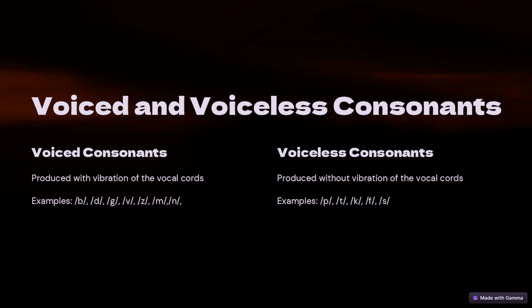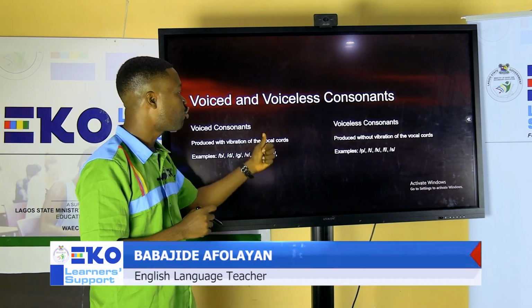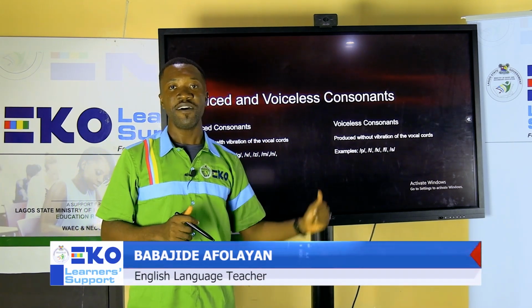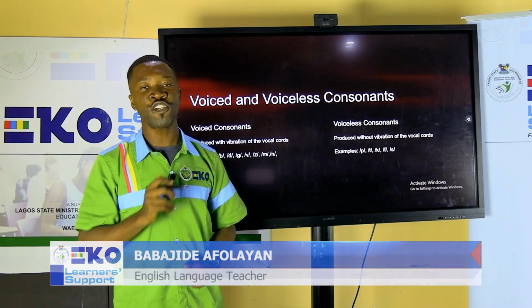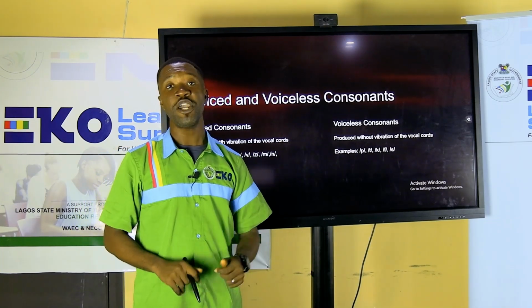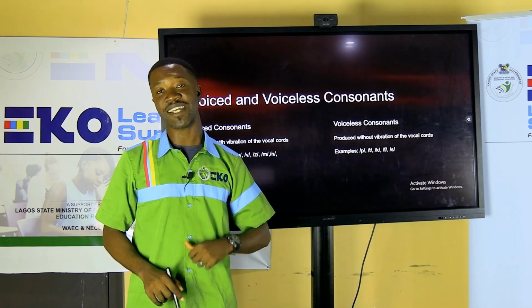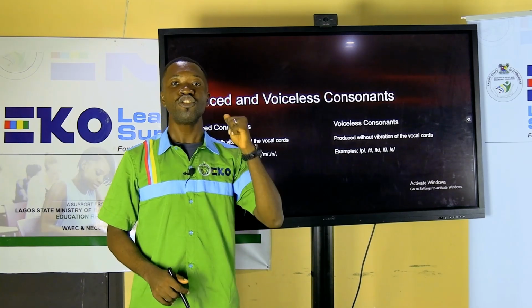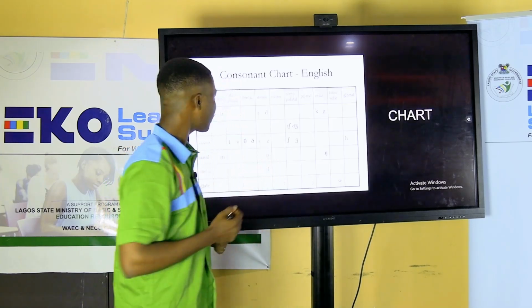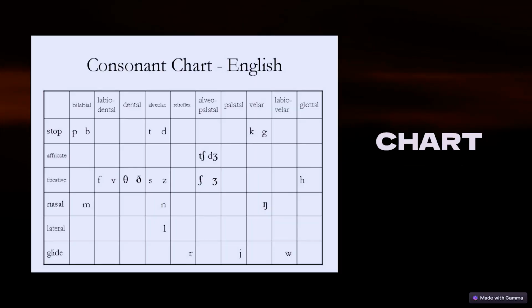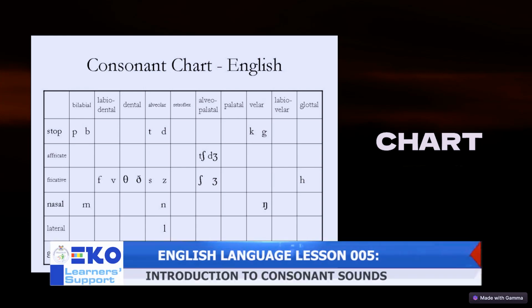Like I said earlier on, we also have some other consonants that do not have vibration when they are being produced. I want us to know that in the English language, we have 21 consonant letters and 24 consonant sounds. Let's move on. This is an example of the consonant chart in the English language.